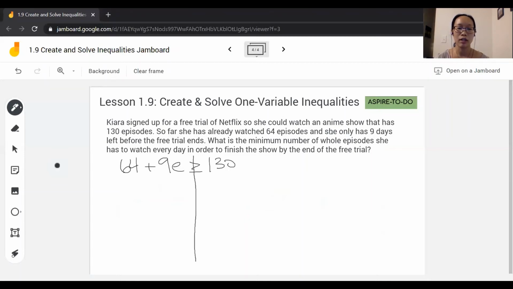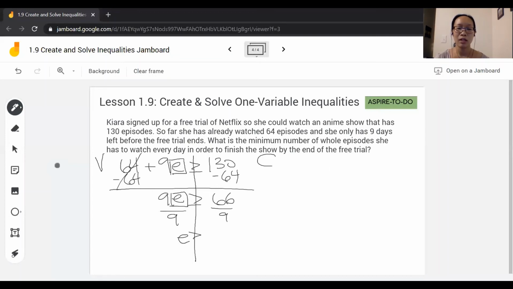We're going to treat this like a regular equation and use inverse operations to get my variables on the left and constants on the right. 64 is a constant, and it's on the wrong side, so I'm going to use my inverse operation of subtraction to move it to the other side. So I'm going to cancel here. This leaves me with 9e is greater than or equal to 66. I can divide each side by 9, and that gives me e is greater than or equal to 7.33.